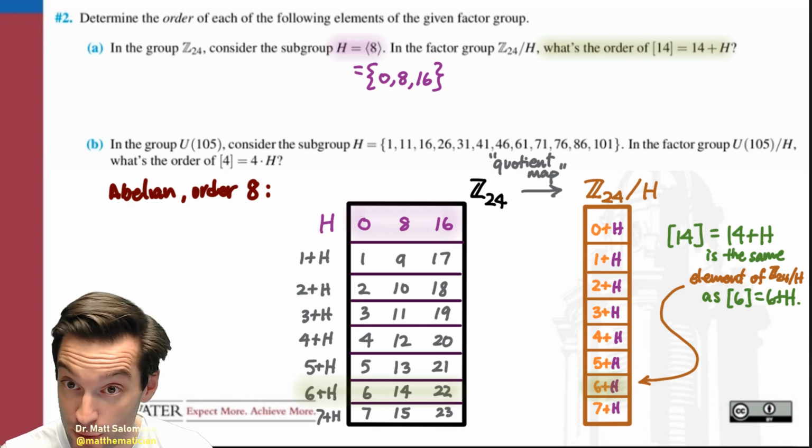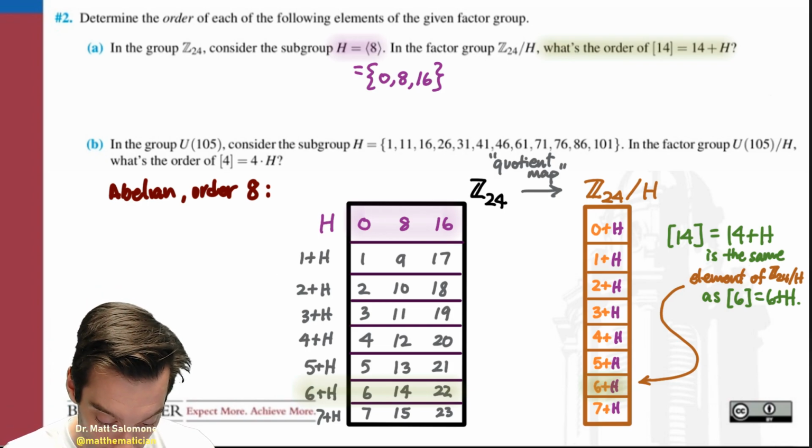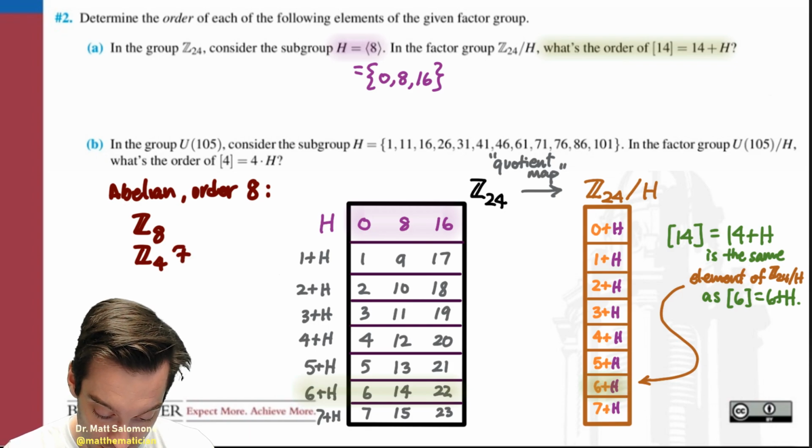Right? Because 8 is 2 to the 3rd power, and there are 3 partitions of the number 3. There are 3 different options for this group. It could be a cyclic group, Z8. It could be a direct product of the cyclic groups Z4 with Z2. Or it could be what's called the elementary abelian group of order 8: Z2 direct product Z2 direct product Z2.